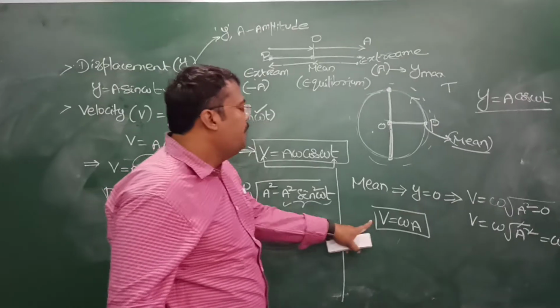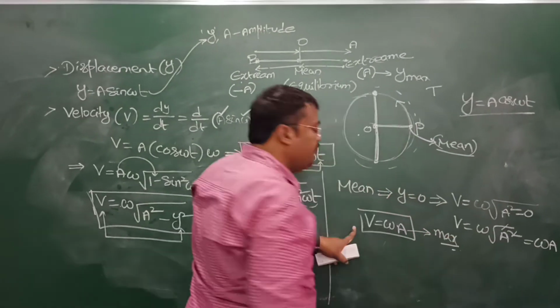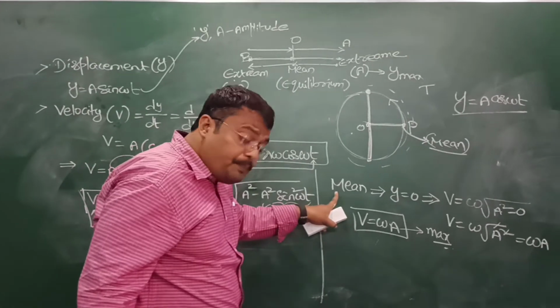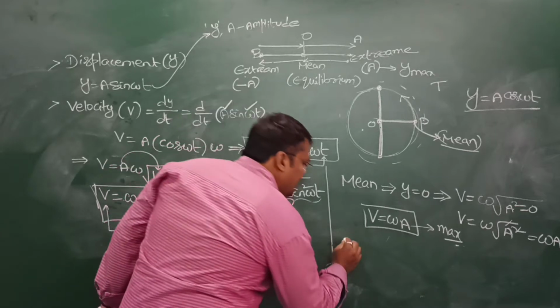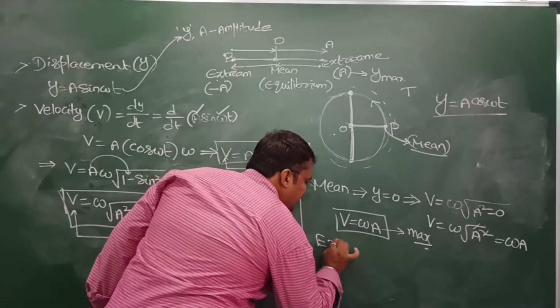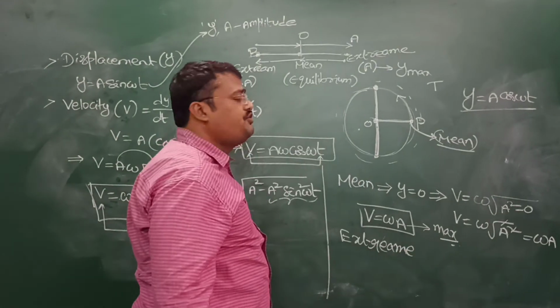So this is the maximum value of the velocity. At what position does this maximum value of the velocity exist? At the mean position. And at another position, the extreme position, the velocity is different.